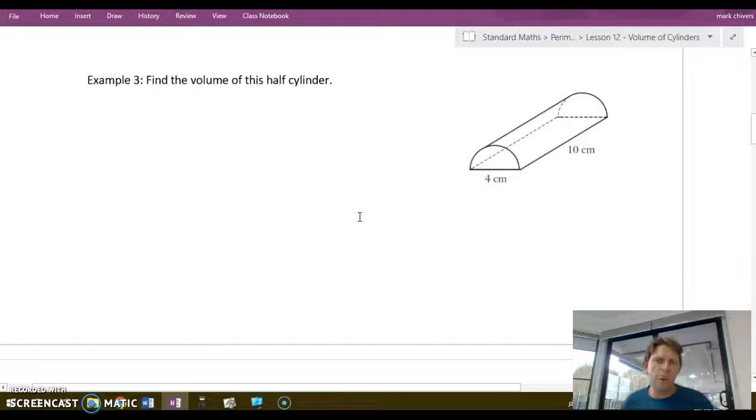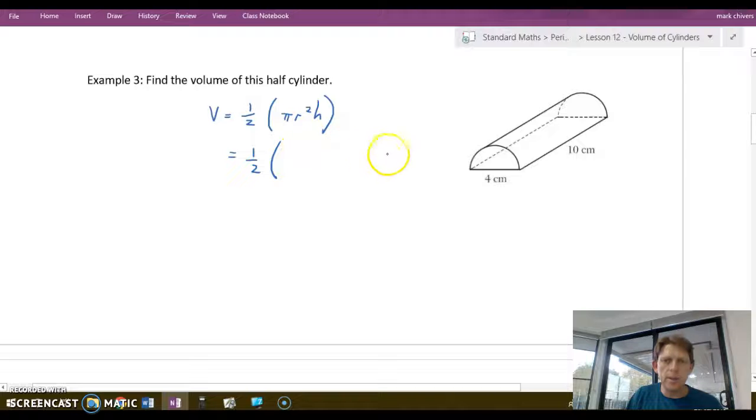So the third example here is to find the volume in this half cylinder. The easiest way to do that is to find the volume of the whole cylinder and halve the result. So we just want half of the volume of the whole cylinder, which would be pi r squared h. We'll leave that half out the front. Because it's all multiplication, we don't really need the brackets, but it helps to make sense of it all. This 4 centimetres is the diameter, so the radius is going to have to be 2 centimetres, isn't it? So this is going to be pi times 2 squared times by 10.